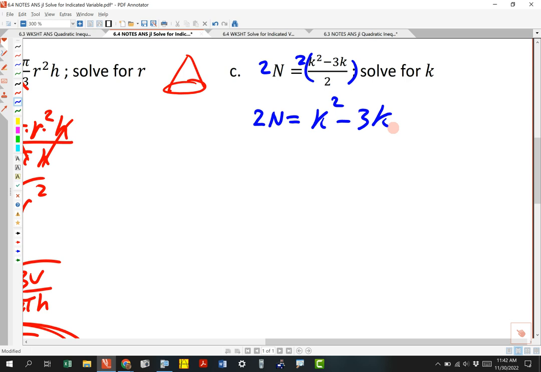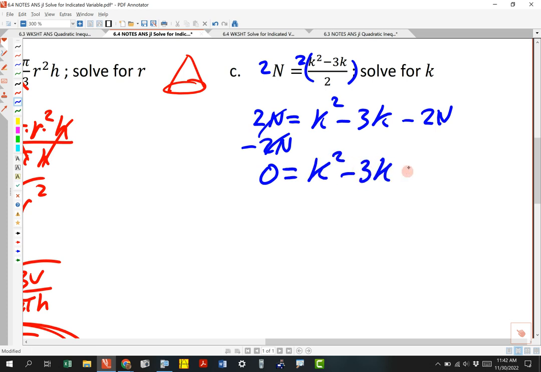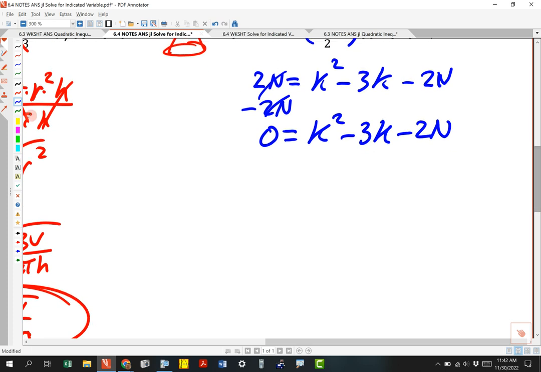Quadratic formula. So to use the quadratic formula, it has to be set equal to 0. So the first thing I'm going to do is move the 2n to the other side. So here's what I've got. 0 equals k squared minus 3k minus 2n. Okay, watch carefully. There's A, there's B, and there's C. Now the cool thing about this is we just plug into the quadratic formula. So on your paper somewhere, would you write the quadratic formula? Not right here. Somewhere else, would you write down the quadratic formula?